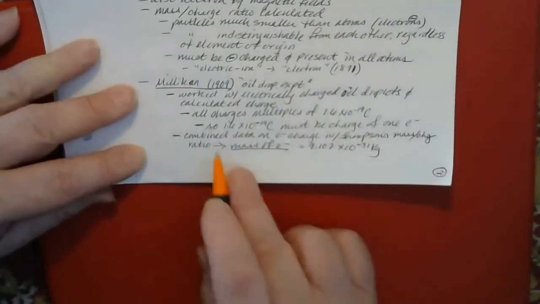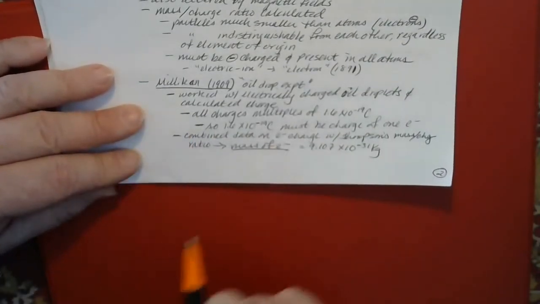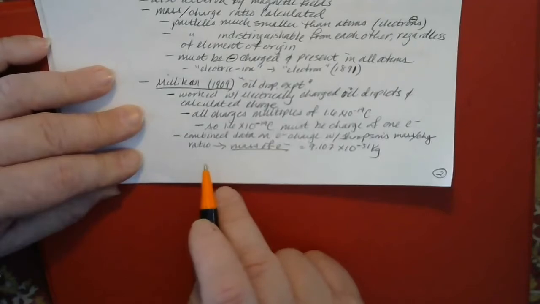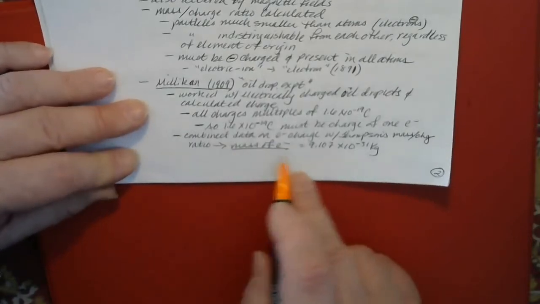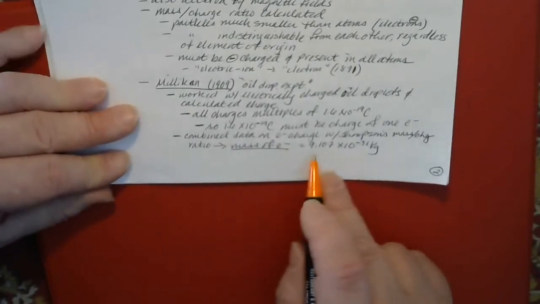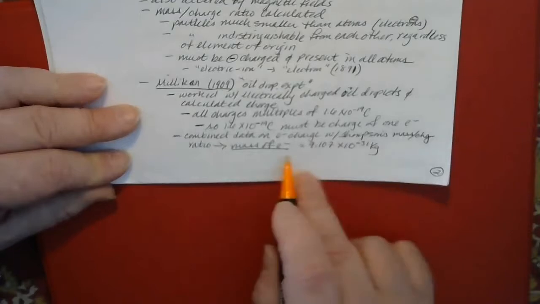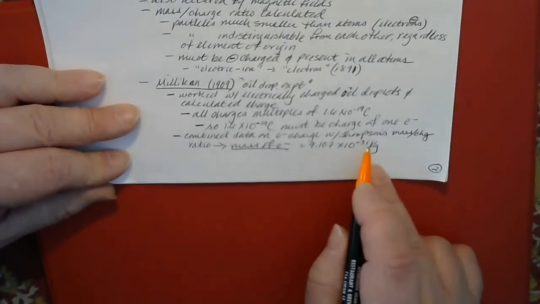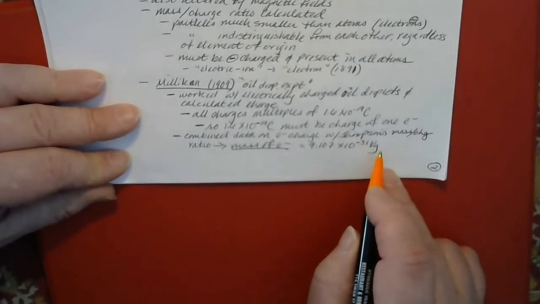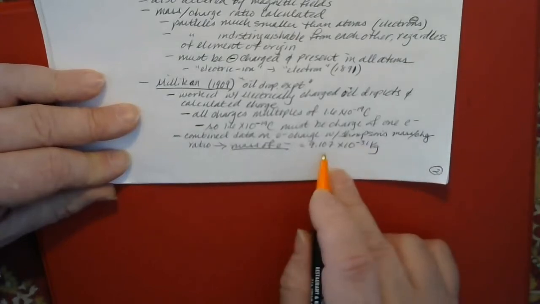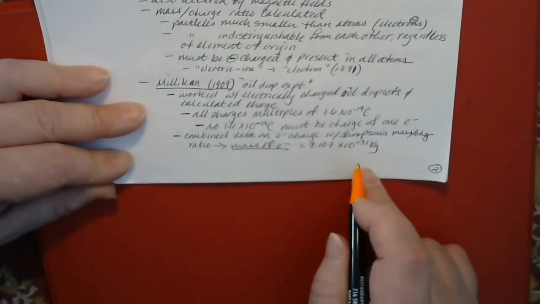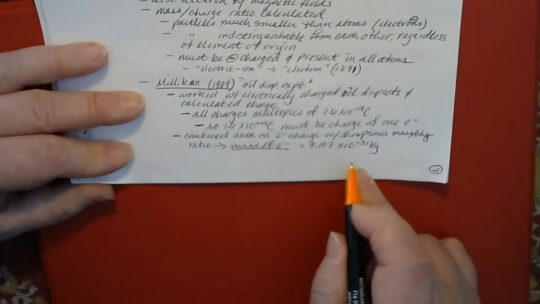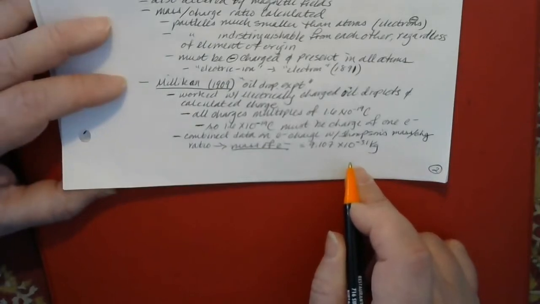Okay, he was also able to combine this information with the mass to charge ratio that Thomson calculated and come up with the mass of an electron, which is something you can look up if you ever need it. You don't have to memorize it, but it's 9.107 times 10 to the minus 31 kilograms. That is a really, really small number. It's small even by the standards of atoms.